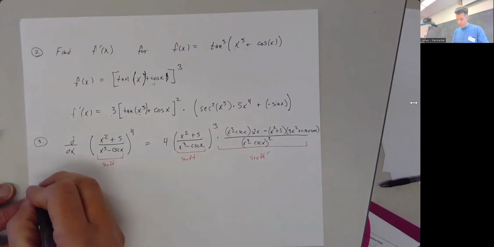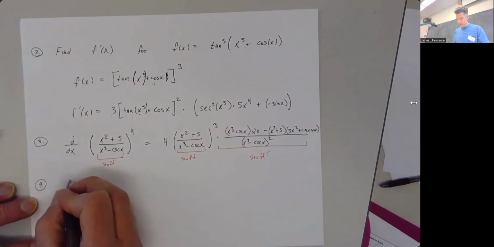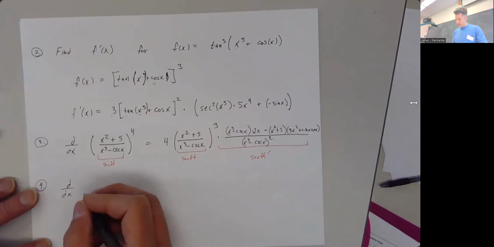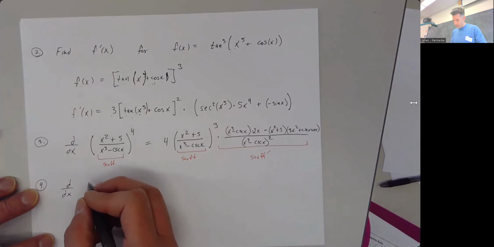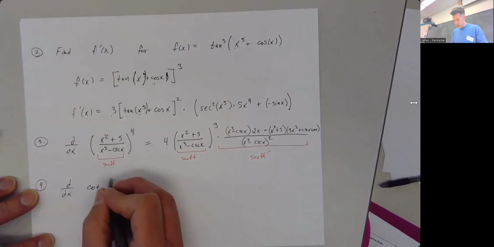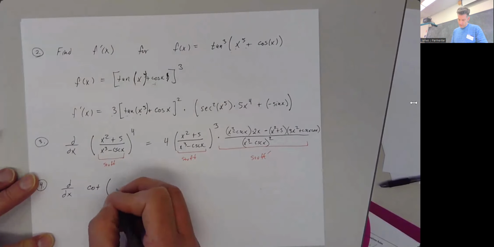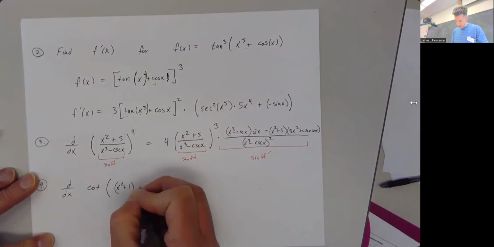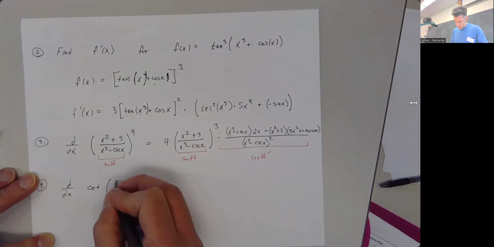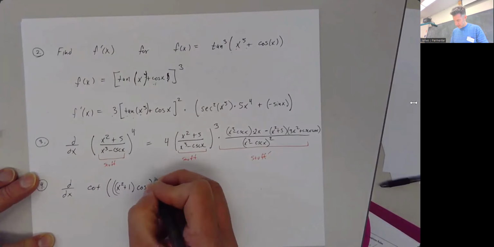Let's look at one more here. Let's say I want to find the derivative of, let's make it interesting, let's say it's going to be, sure, the derivative of cotangent of x squared plus 1 times cosine of x, all of that inside the cotangent raised to the 7th power.